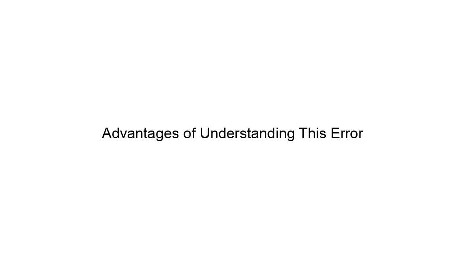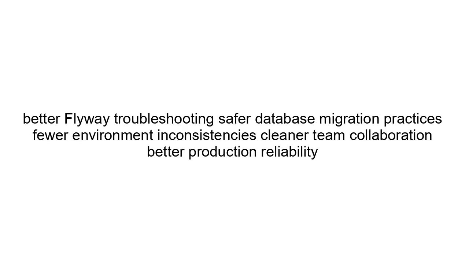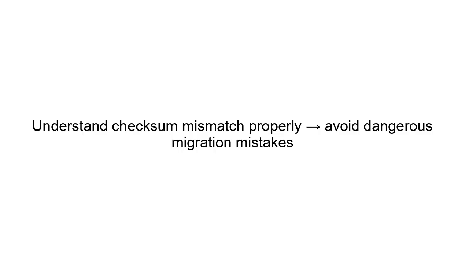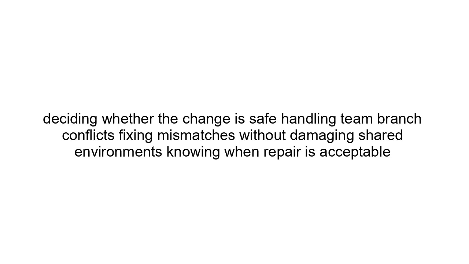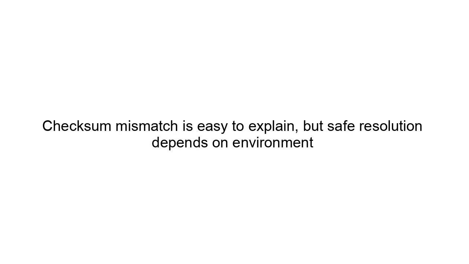Advantages of understanding this error. Advantages include better Flyway troubleshooting, safer database migration practices, fewer environment inconsistencies, cleaner team collaboration, and better production reliability. Example concept: understanding checksum mismatch properly means avoiding dangerous migration mistakes. Challenges. Some challenges include deciding whether the change is safe, handling team branch conflicts, fixing mismatches without damaging shared environments, and knowing when repair is acceptable. Example concept: checksum mismatch is easy to explain, but safe resolution depends on environment.